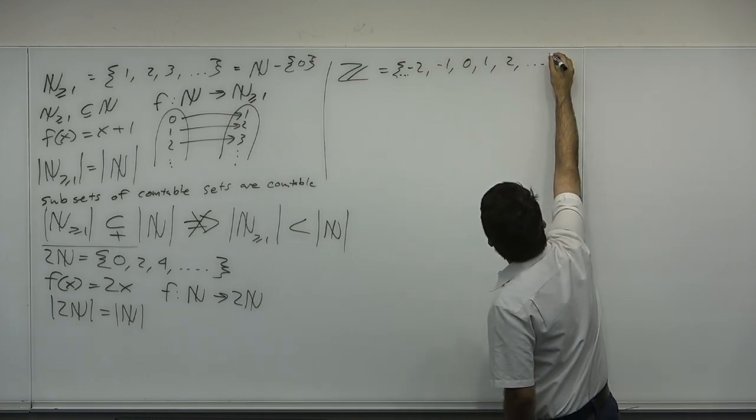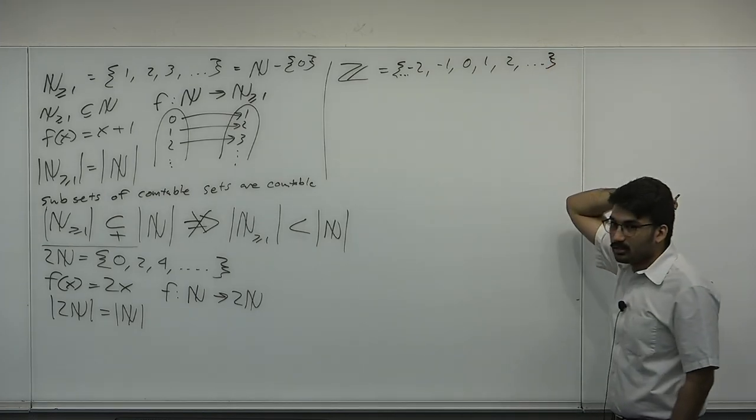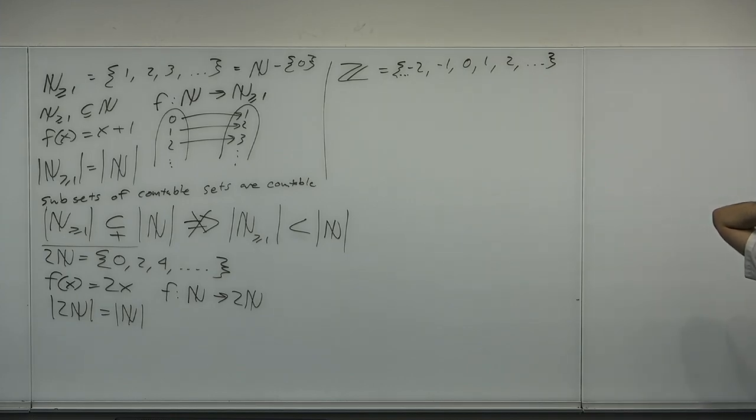So this set is not well ordered. There is not a least element. Is this set countably infinite? Like all the even numbers were all like the negative numbers, and then all the odd numbers were like all the positive numbers.